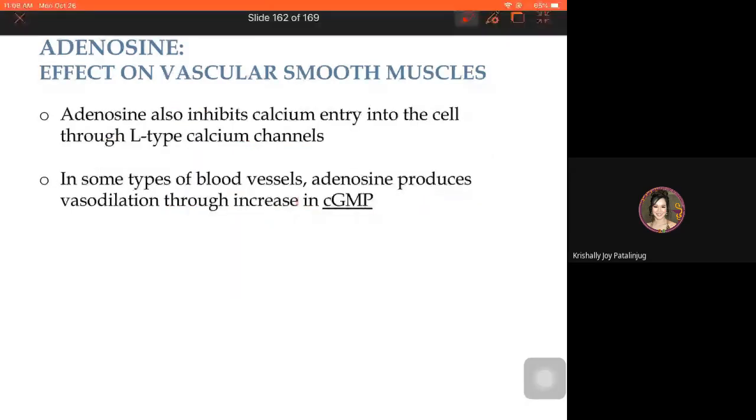Ito din yung na-discuss natin. Na-enhance niya yung cGMP levels. cGMP na ay dephosphorylation, kaya relaxation din. May vasodilation effect. Yan yung sa vascular smooth muscle kapag na-activate yung adenosine 2 receptor.